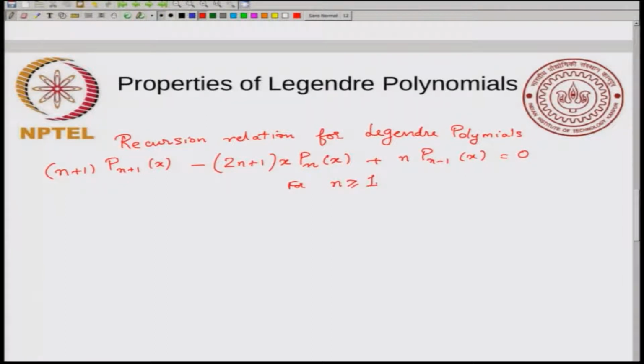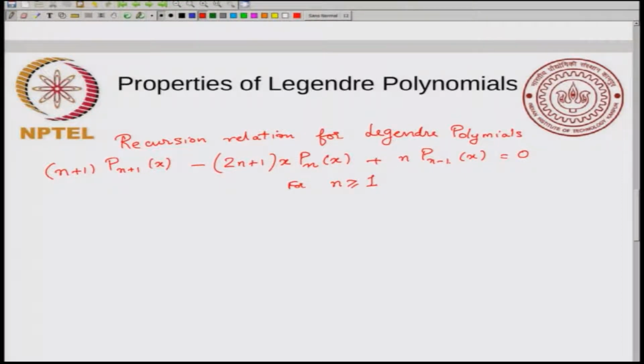Obviously, when n equals 0, such a relation is not valid because you do not have p of minus 1. Now, this is a very interesting relation. It relates a Legendre polynomial of degree n plus 1 to a Legendre polynomial of degree n multiplied by x and a Legendre polynomial of degree n minus 1.